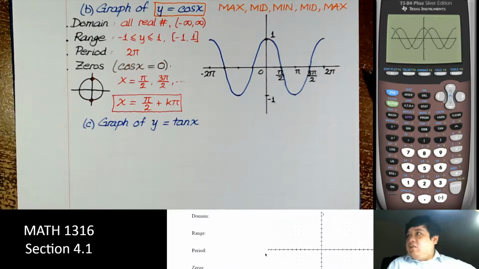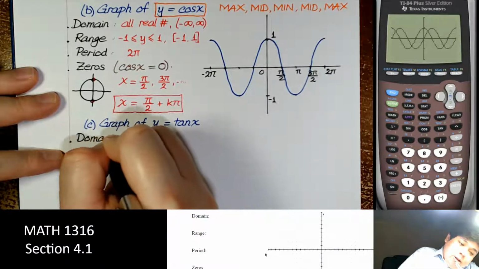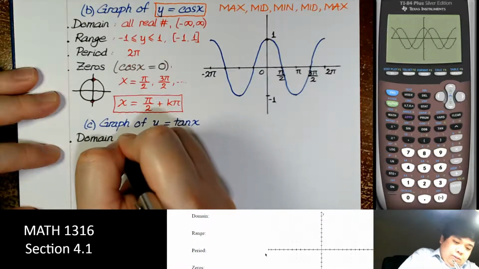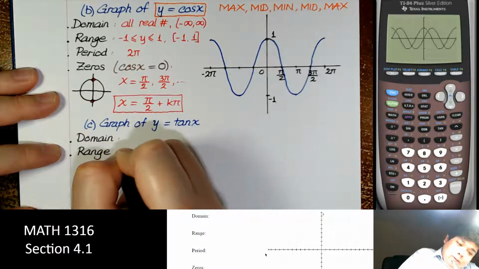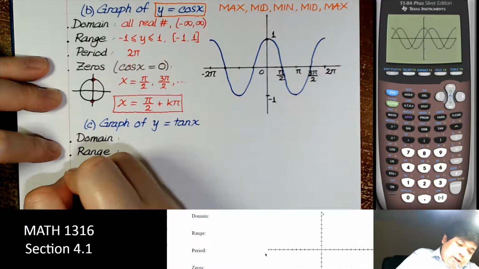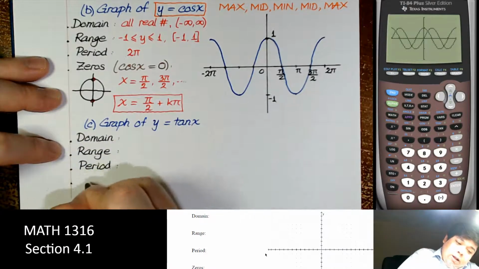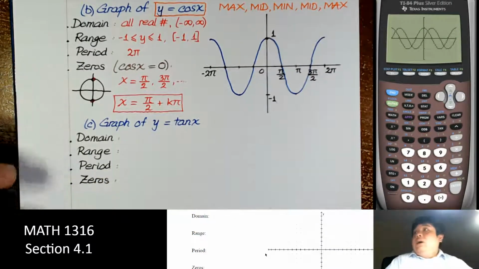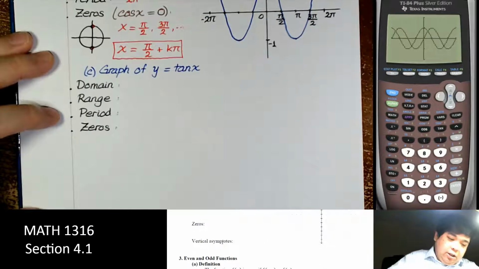Right, now we go to tangent x. We still have domain and range, period, and then zeros. The difference is that in tangent we also have the vertical asymptotes.